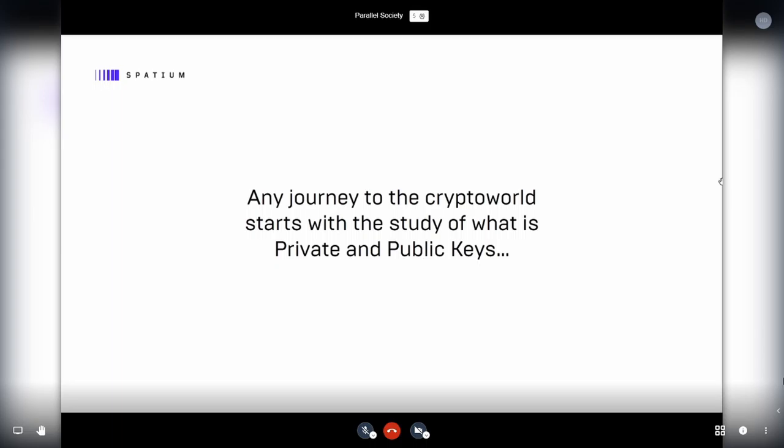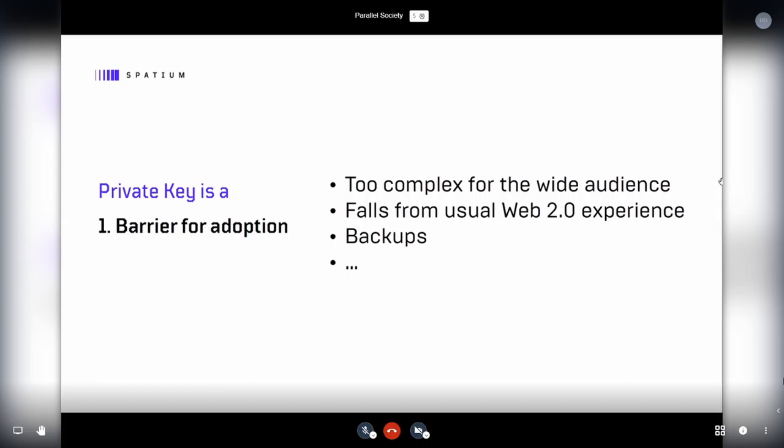So what are the issues of the private keys-centric approach for today? First of all, it's obvious that the private key as the only authentication factor to blockchain address is a strict barrier for wider adoption. Obviously, it falls from our usual Web2 experience. You need to create complex backups. It's impossible to remember, and so on.